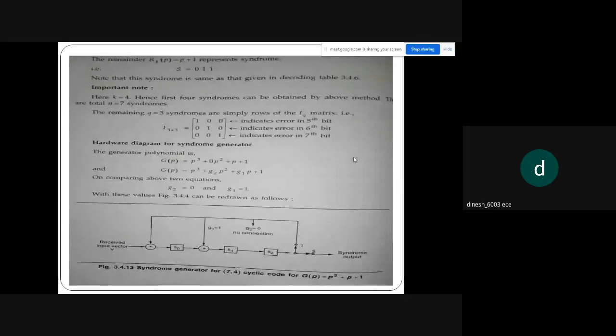So any doubts? I'll give you 5 minutes. If you have any doubts, you can put them in the chat box. The same diagram we drew now, we had seen about half an hour back how to generate. We need to draw it again because the question asks to draw the hardware block for the diagram. Go through this solution, and if you have any doubts, put them in the chat box.